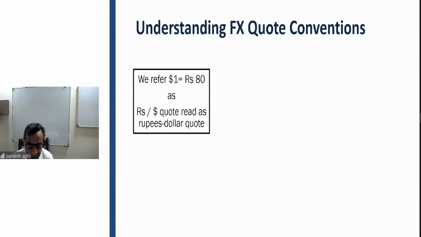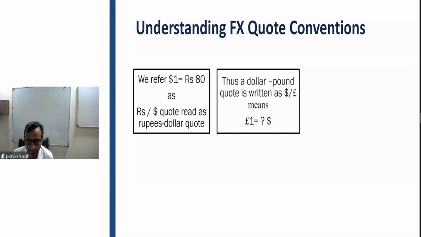On the numerator side, it will be rupee. On the denominator, it will be dollar. So this can be written as rupee/dollar. So this is called a rupee-dollar quote. I'll just pause here. $1 is equal to ₹80. Suppose this is the quote given to you. This will be called a rupee-dollar quote in India, where we write rupee as the numerator and dollar as the denominator.